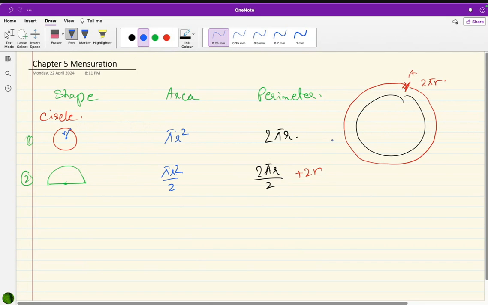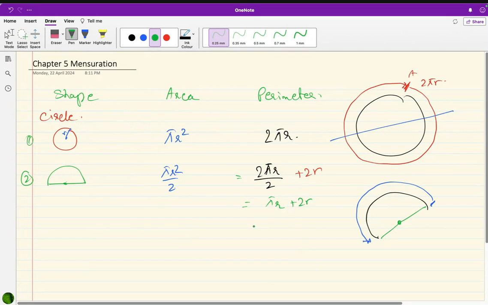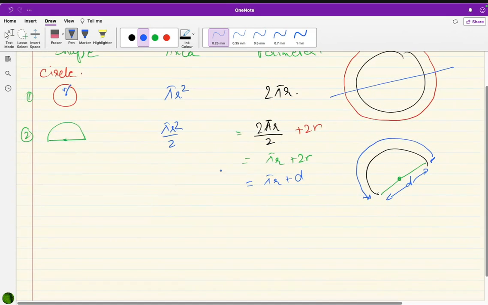But when we talk about half of the circle, let me make another circle, semicircle. So half of circle, this starts here, and this section is half of the boundary. But we do have two radiuses, 1 and 2. So the outer boundary is half of 2 pi r, that is pi r, plus 2 times radius. So the formula comes out to be pi r plus 2r. Or some may be interested to write pi r plus d, where d is the diameter. Is it clear? Yes.